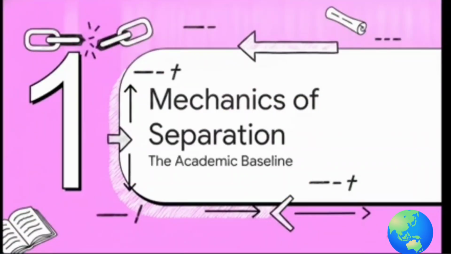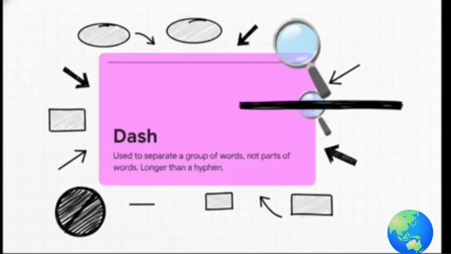Okay, part 1. The mechanics of separation. Establishing the academic baseline. Let's start with the dash. The crucial point here is that the dash acts as a deliberate interrupter. Our source defines it perfectly. A dash separates entire groups of words, never merely parts of words. You can easily distinguish it physically by its longer horizontal stroke. It operates on a macro level within a sentence, often stepping in as a powerful substitution for other punctuation marks to create a real sense of emphasis or a dramatic pause.